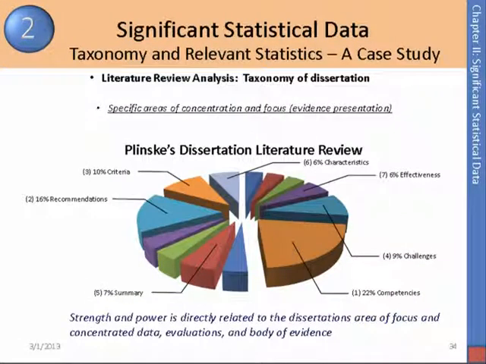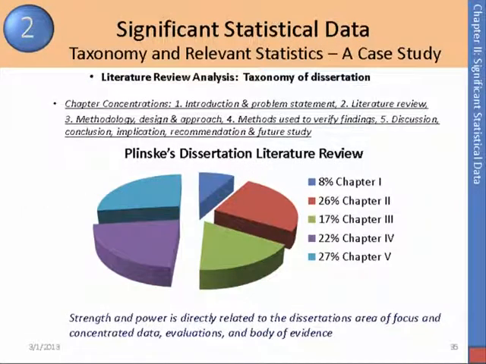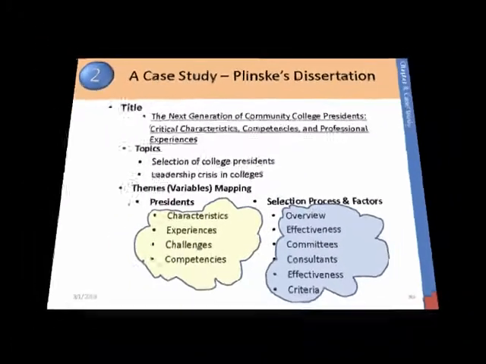This is a breakdown of how Dr. Polinsky weighted the variables. The top variable was competencies, and then all the way down to the lowest variable, which was effectiveness. Breakdown of chapter by chapter where the weightiness of the dissertation was placed. She obviously put quite a bit of weight on Chapter 2, 26%, and quite a bit of weight on Chapter 5 and Chapter 4.